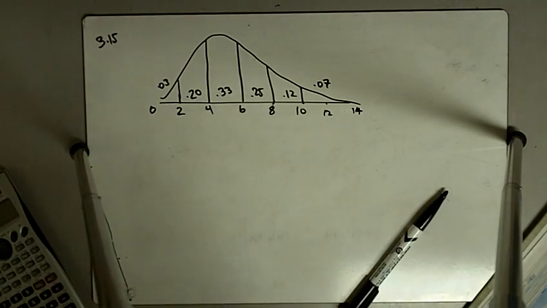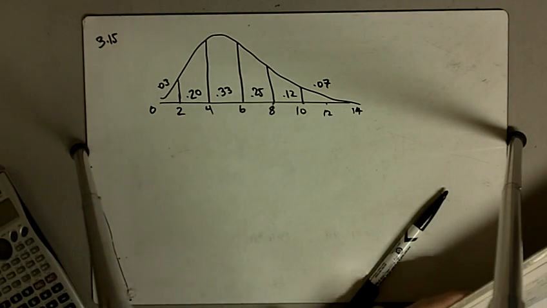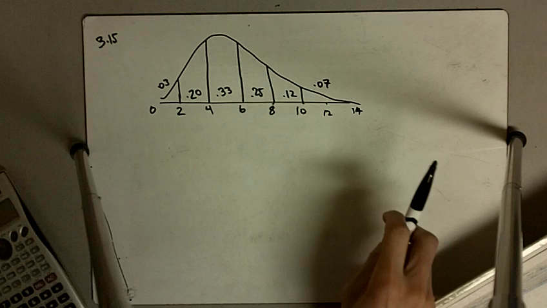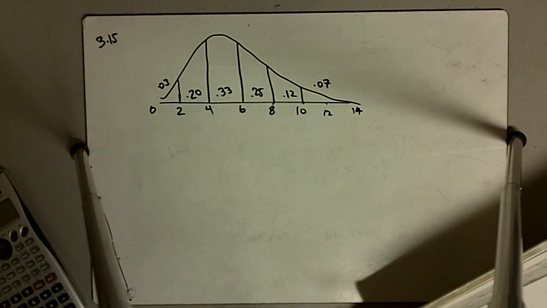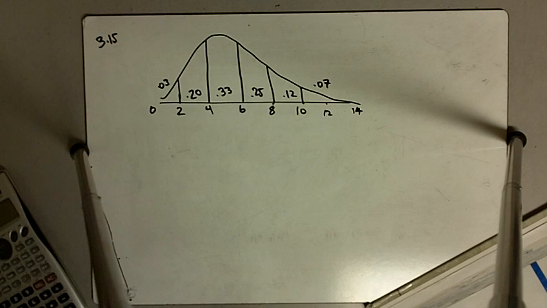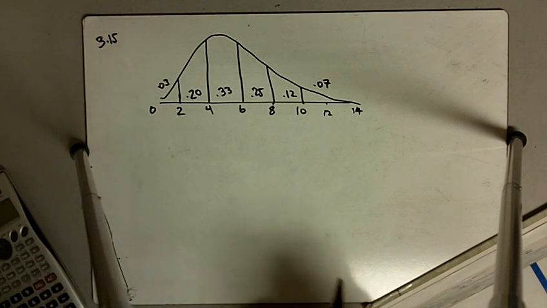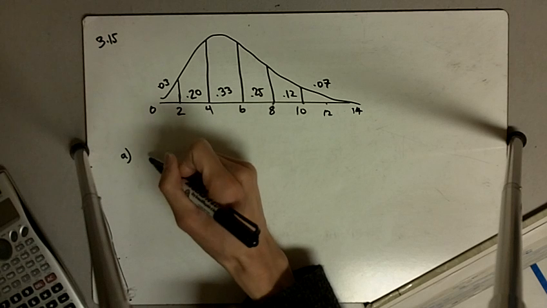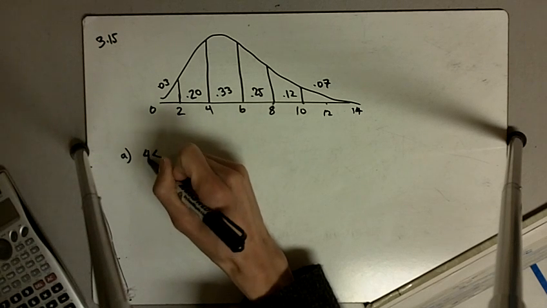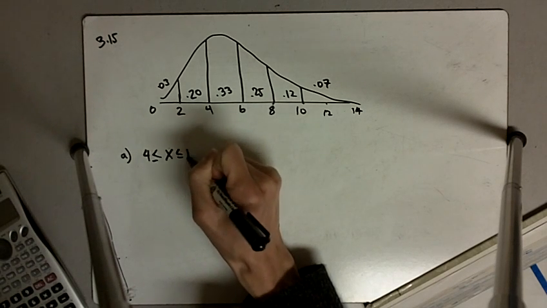Exercise 3.15 says consider the density curve shown in figure 3.13, which represents the distribution of diameters measured 4.5 feet above the ground in a population of 30-year-old Douglas fir trees. Areas under the curve are shown in the figure. What percentage of the trees have diameters between 4 inches and 10 inches? So what percent is between 4 inches and 10 inches?